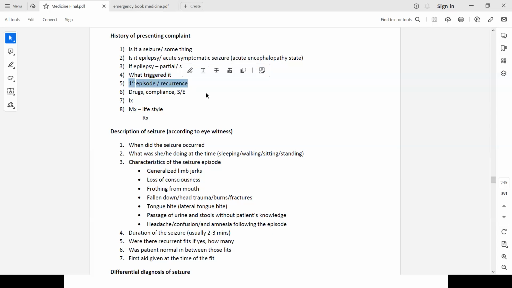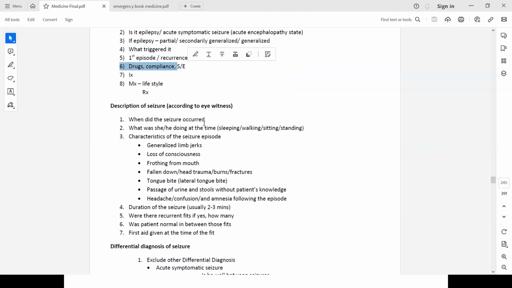Whether it's the first episode or a recurrence. Then the drugs: if it's an already diagnosed patient, you must ask about the drugs, compliance and side effects. So when did the seizure occur, what was he or she doing at the time, and the position is important: sleeping, walking, sitting, standing.